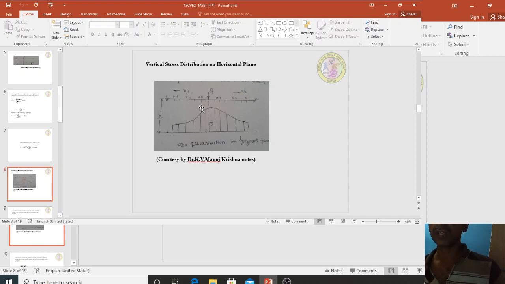In that equation, if you substitute r by z as 0, it is 0.477 Q by z square. If you substitute 0.2, you will get one value. Take this as a datum. 0.477, you mark this one. 0.2, you mark this one. 0.4, you mark. 0.6, you mark. 0.8, and so on, you will get this curve. Similarly, on the right hand side also you mark it, you will get a bulb shape at the center, and it is parallel to the datum line at the edges, and this is called the vertical stress distribution on a horizontal plane.